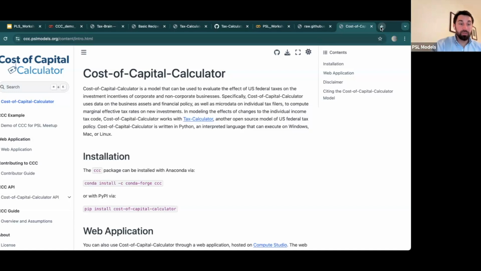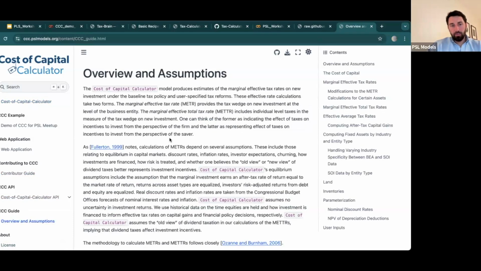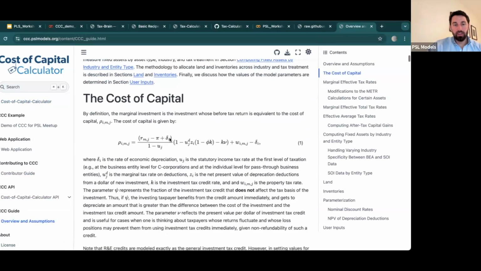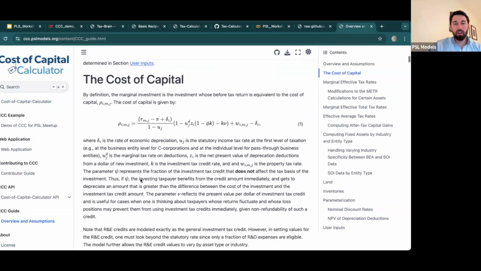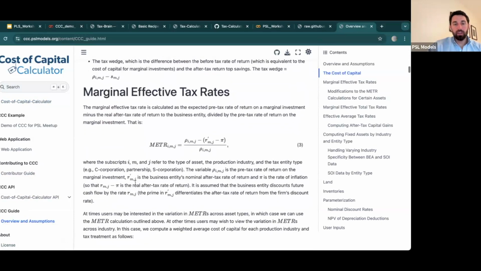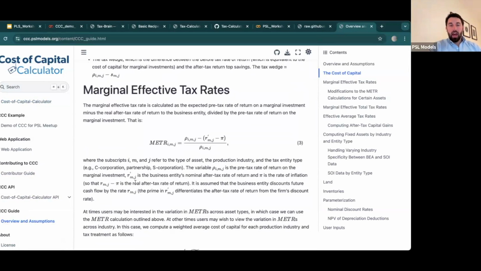So what does it do? Well, it computes, as the name implies, the cost of capital. And from that, other measures of the burden of taxation on investment incentives, such as the marginal effective tax rate, the marginal effective total tax rate, the effective average tax rate. So a number of different measures are computed here. These can be read about in the overview of the model and its assumptions, first with this equation for the cost of capital, and then with some of these other measures like marginal effective tax rates. But in short, what each of these measures is providing is a look into how the tax system distorts investment incentives on a forward-looking basis.